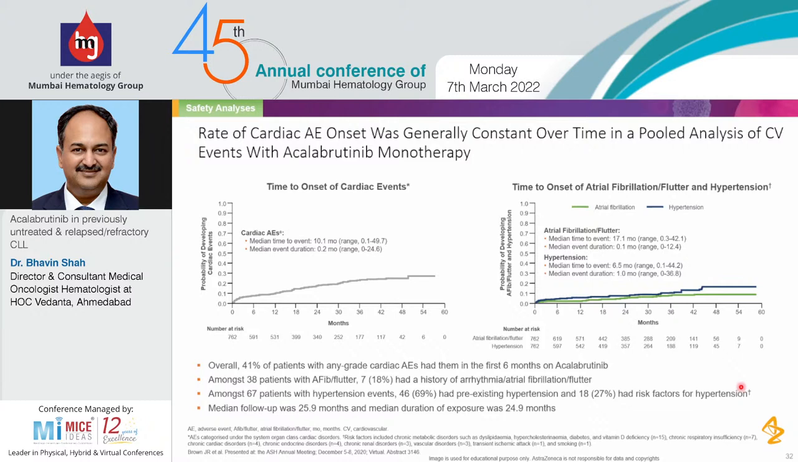The rate of cardiac adverse event onset was generally consistent, and usually it occurs within the first 6 months of acalabrutinib, and after that the new incidents are quite few. Among the 38% with atrial fibrillation and flutter, 18% had a history of arrhythmia and atrial fibrillation prior to starting the treatment. Among 67 patients with hypertension, around 69% had pre-existing hypertension, and around 27% had a risk factor for hypertension.